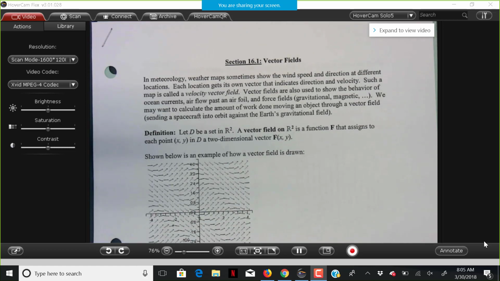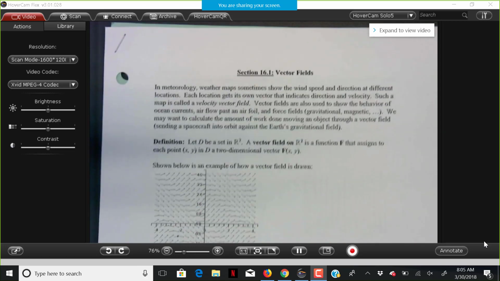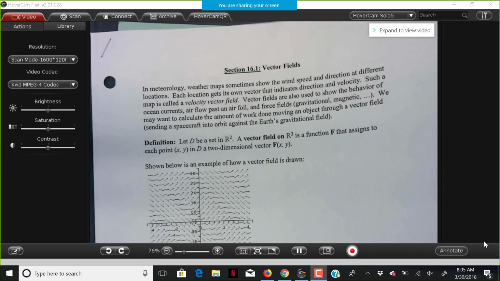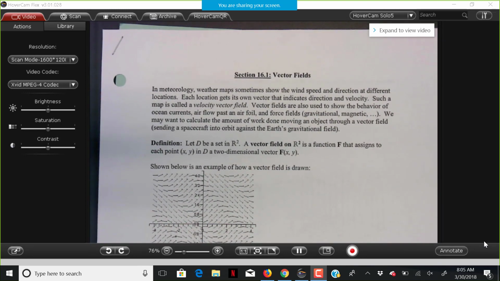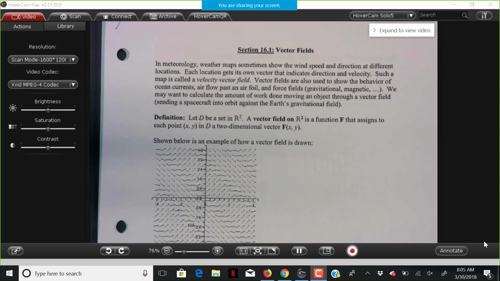Okay, so I mentioned in chapter 15 that chapter 16 will still all be about integration, but instead of integrating scalar functions, we'll often be integrating vector functions, or what they'll call vector fields. We won't do any integration yet in 16.1. We'll start that in 16.2. But first, we're just going to learn about vector fields.